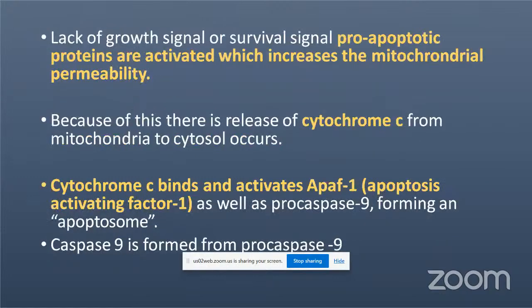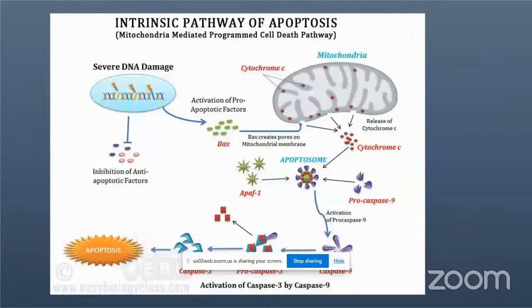Then next is lack of growth or survival signals. Pro-apoptotic proteins are activated, which increases the mitochondrial permeability. Because of this, there is a release of cytochrome C from mitochondria to cytosol. Also, cytochrome C binds and activates APAF1, apoptosis activating factor 1, as well as procaspase 9, forming an apoptosome. Also, CASP9 forms from procaspase 9. This is a clear-cut picture of the intrinsic pathway of apoptosis.